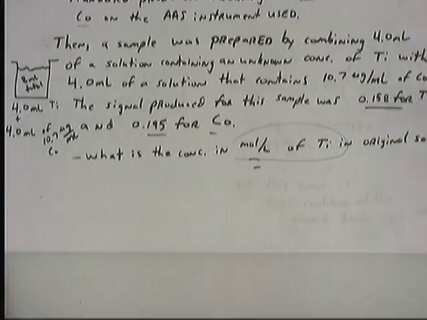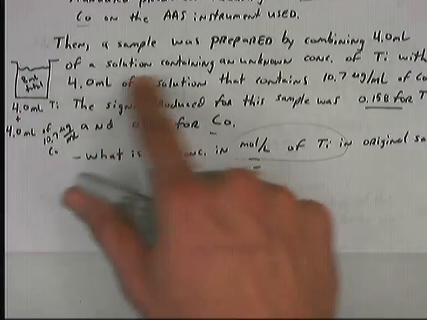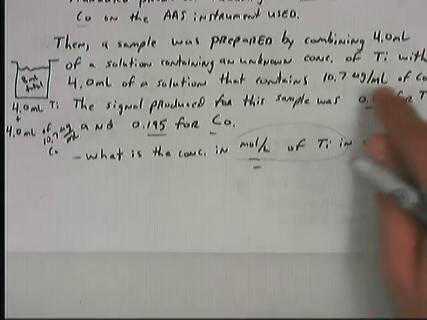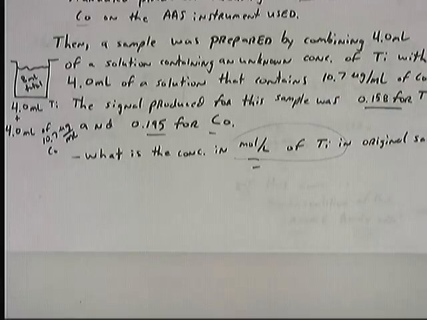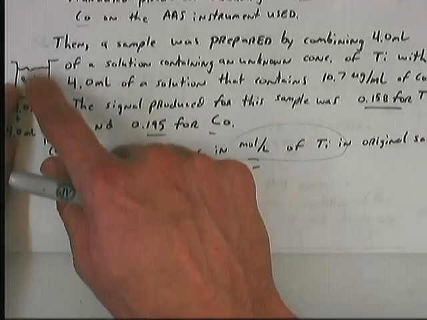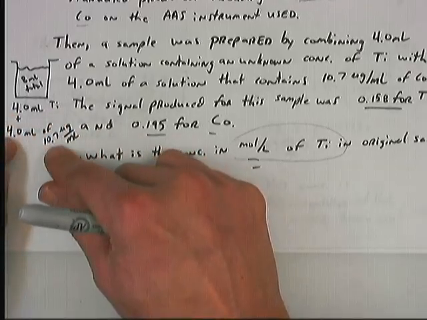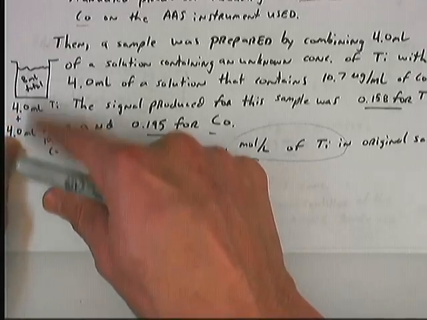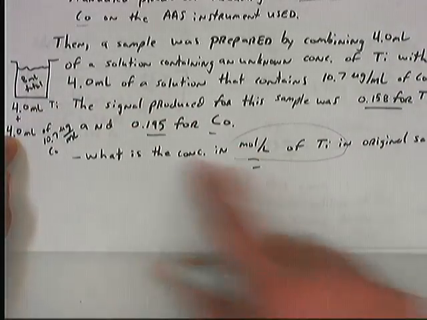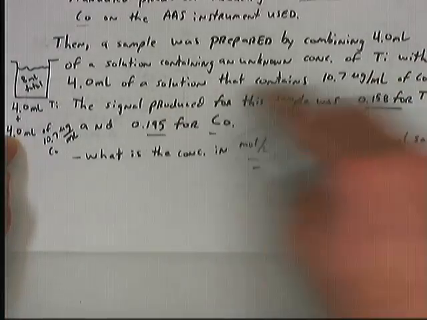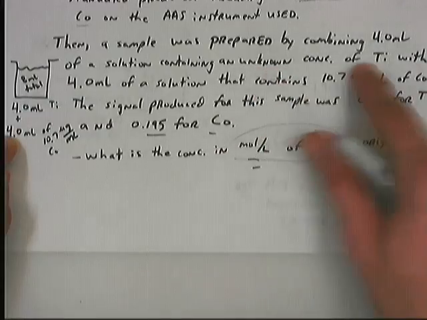Now going back to my problem, let's read through it again just to remind ourselves what's going on. A sample was prepared by combining 4 milliliters of a solution containing an unknown concentration of titanium plus 4 milliliters of a solution containing a concentration of cobalt, that's 10.7 micrograms per mil. So we're mixing two things together, getting a total volume of 8 milliliters, from an aqueous solution that contained titanium and an aqueous solution that contained some cobalt. We assume the volume's additive to get us to the 8 milliliters. We then have signals for cobalt, signals for titanium, again using the same exact device. Based on these signals, we now want to know the unknown concentration of the titanium.